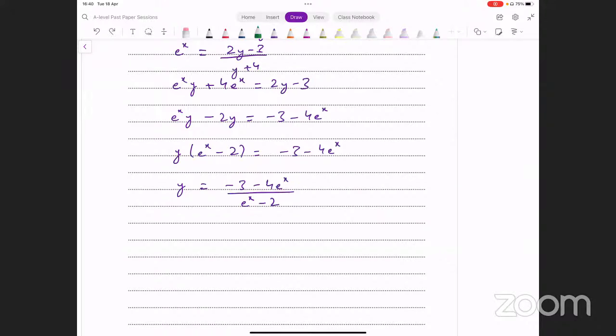अगर आप minus common लेंगे numerator से तो क्या होगा? Minus into 3 plus 4 e raised to power x बन जाएगा. और फिर आप क्या कर सकते हैं? उस minus को जाके आप नीचे denominator में multiply कर सकते हैं. And when you do that, you could also get 3 plus 4 e raised to power x divided by 2 minus e raised to power x.